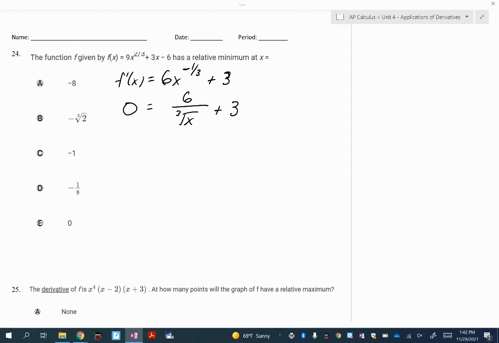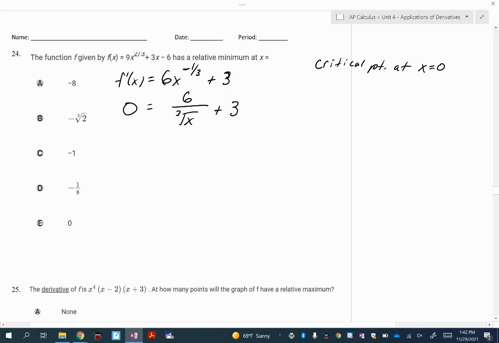Now, what I noticed is that I actually do have an undefined value here. X equals 0 would work, right? Because the cube root of 0 is 0. 6 over 0 is undefined. So one of my critical points is going to be at x equals 0.